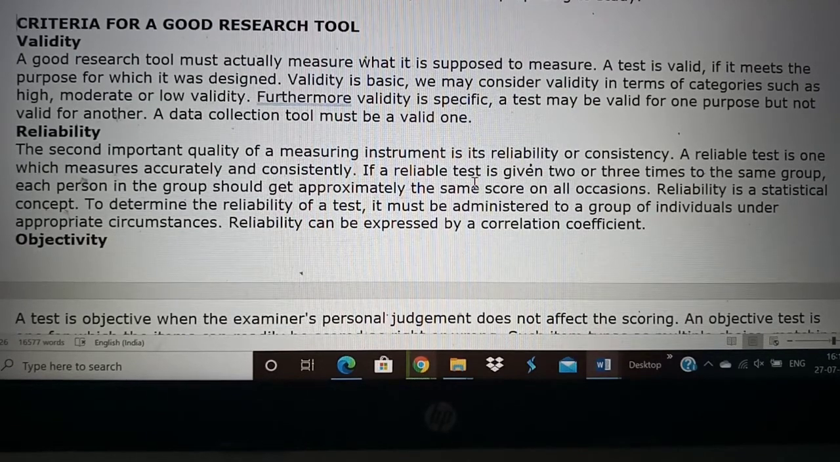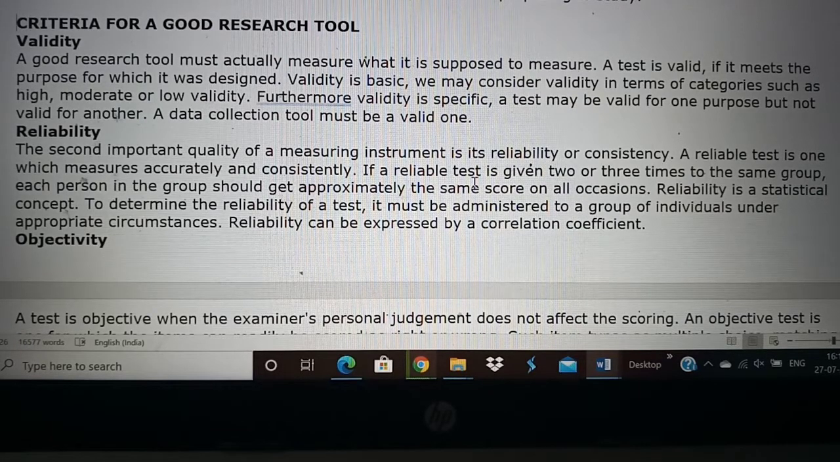For example, if I give an entrance exam, and you all scored good marks and you join the college, after you join the college also your grades should be good, then only the test that we conducted is reliable. So a good student will always be a good student. That is the reliability. So it should be consistent. Your answers in the research should be consistent.